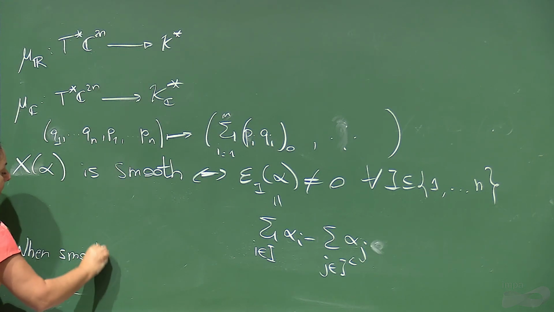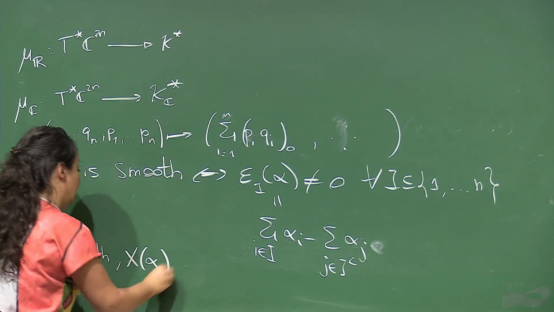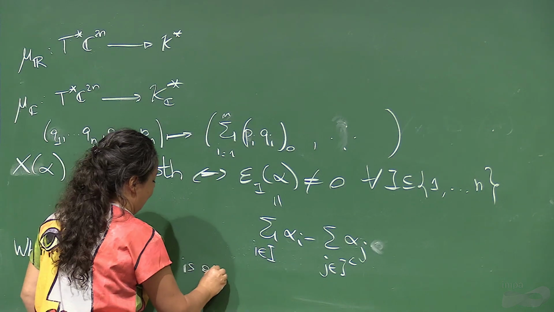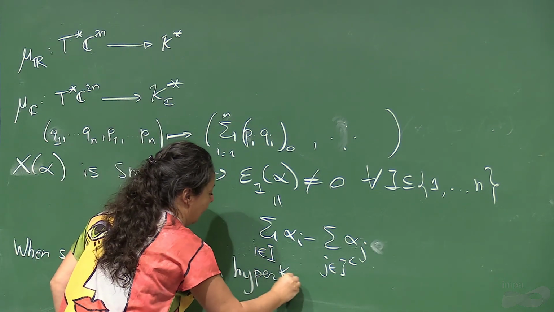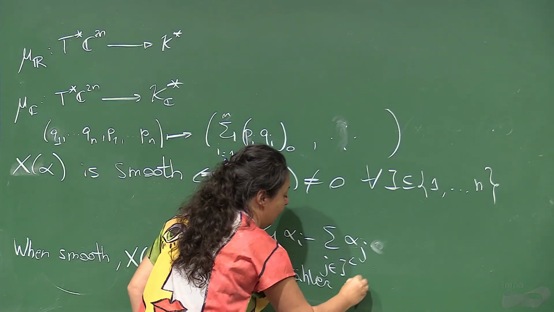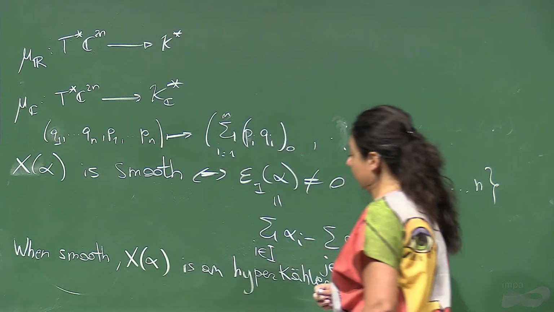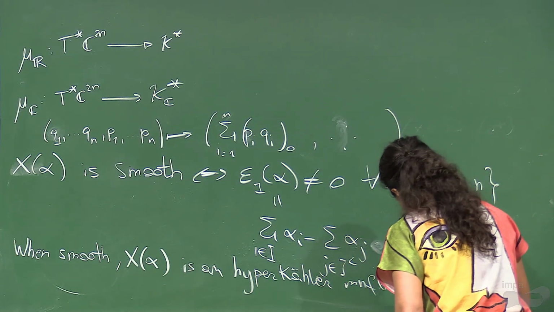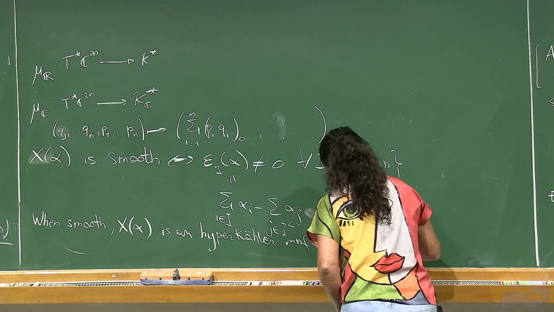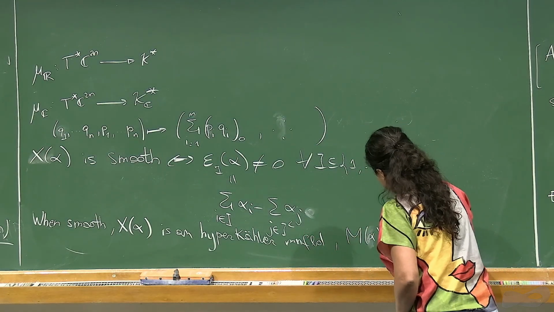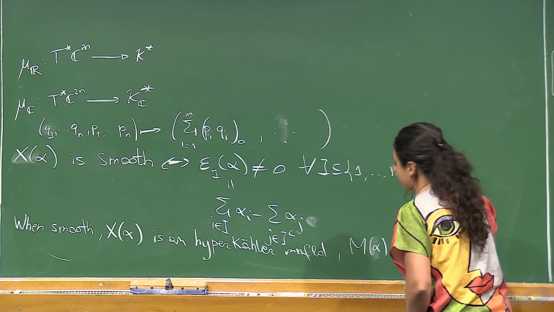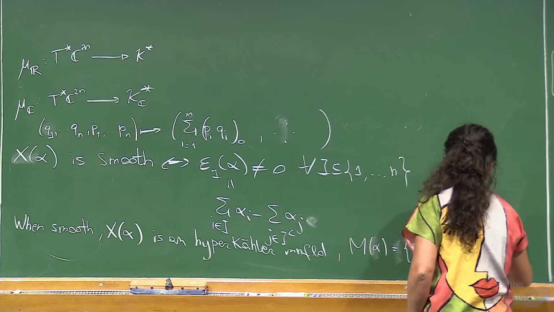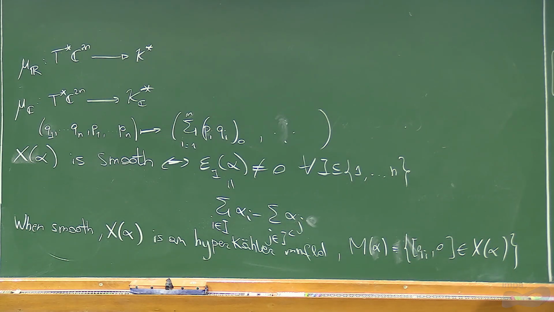And when it is smooth, X alpha is a hyperkähler manifold, non-compact unfortunately, that contains M alpha as the set of points where the p coordinates are 0. M alpha sits inside X alpha, of course, as the set where the p coordinates are 0. This definition is due to Konno, who showed that they are equipped with a hyperkähler structure.